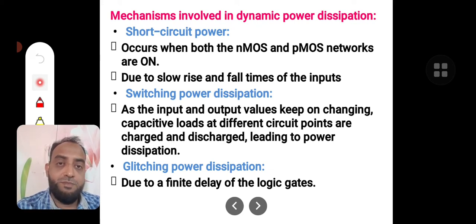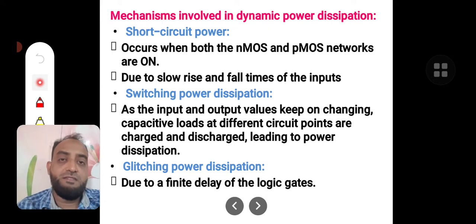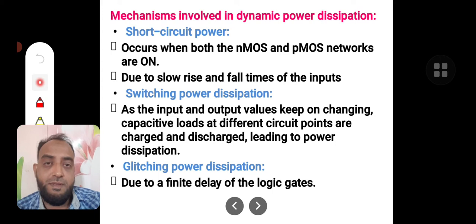What is the advantage? When the average power consumption goes down, the circuit does not get heated up very quickly, and it will be protected. Otherwise, the circuit may malfunction or may be damaged. It cannot be protected, cooling mechanisms fail, and the device also fails. There is a tendency of device failure also.